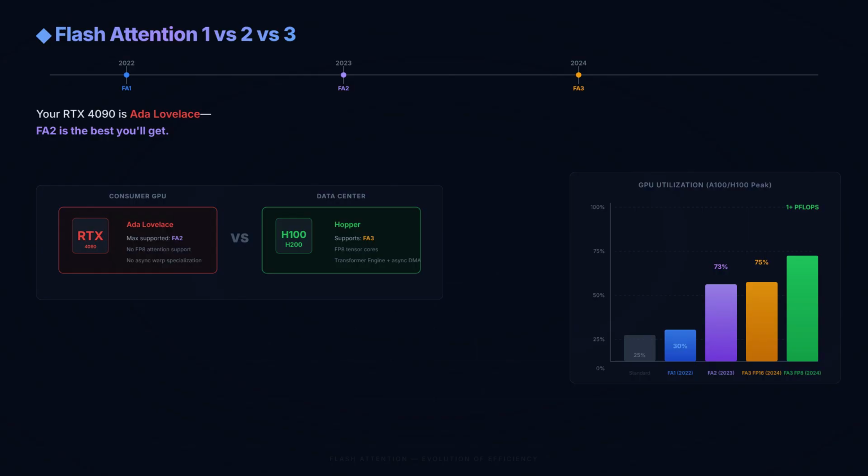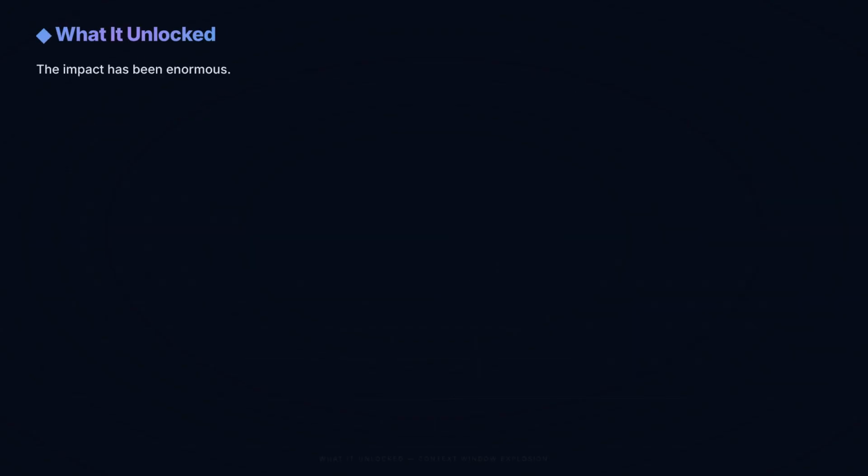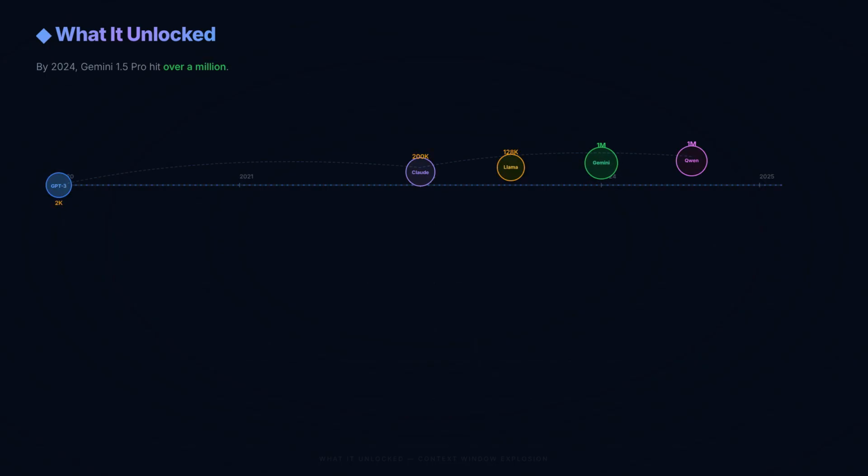The impact has been enormous. In 2020, GPT-3 had a 2000 token context. By 2024, Gemini 1.5 Pro hit over 1 million. Claude went to 200,000. Llama 3.1 supports 128,000. Qwen 2.5 pushed to 1 million tokens. This isn't a coincidence. Flash Attention is the common enabler.